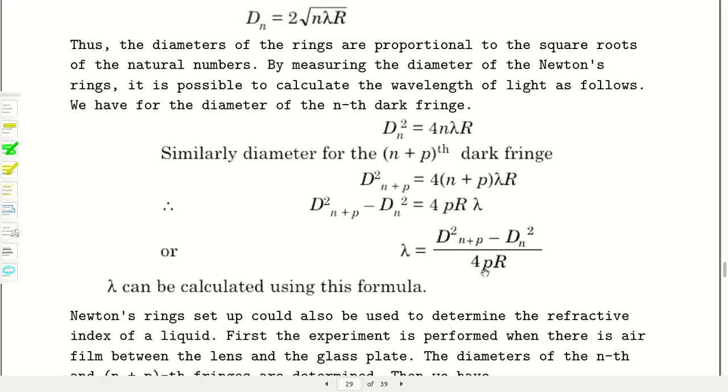p is the shift of the fringes, that is, the number of dark fringes shifted, and it can be very easily counted experimentally. And R is the radius of curvature of the plano-convex lens, which can be measured by a spherometer, and the diameters of the rings can be measured by a travelling microscope. So lambda can be found using this formula.